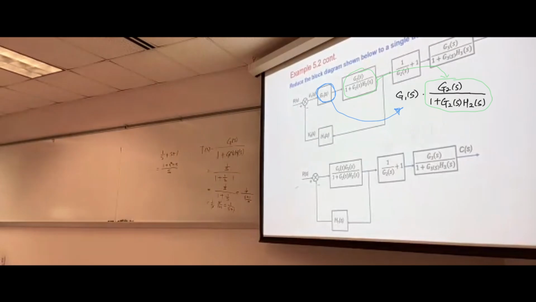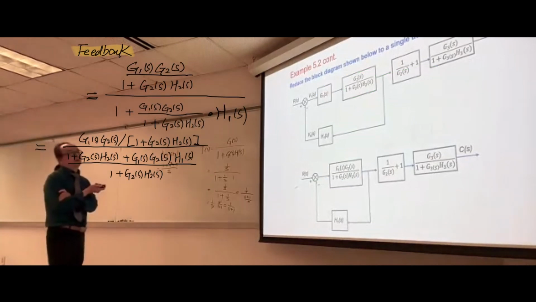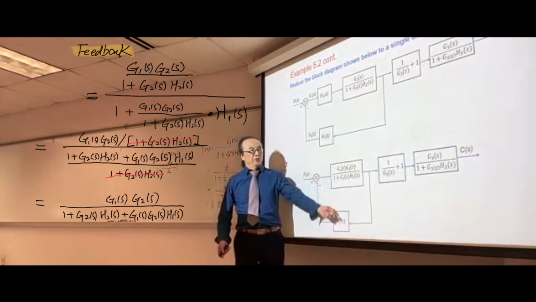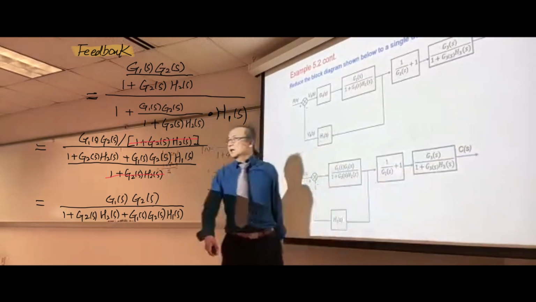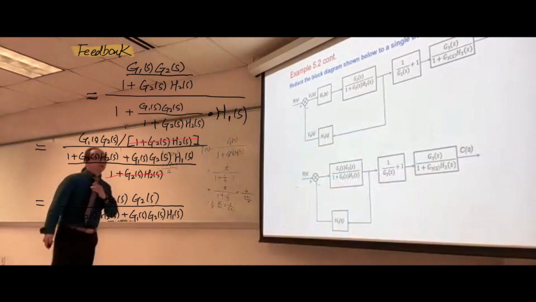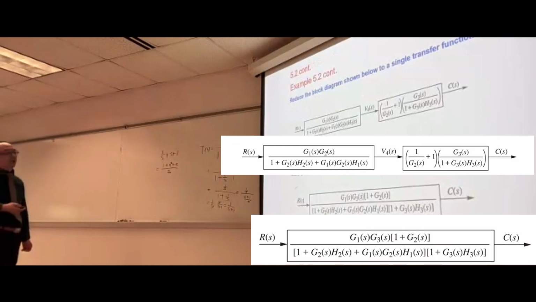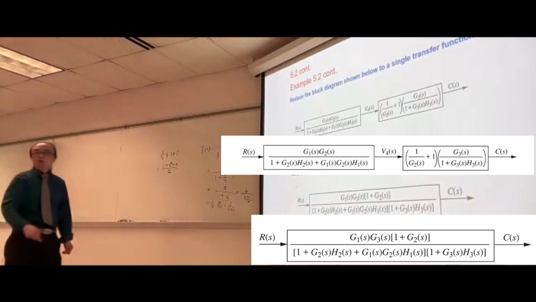So from here, what did we do? Cascade G1, we multiply to the second block. So we have that. Now we're done, right? So these two are feedback, these two cascade, and you can simplify that. Okay, so we got that. And now we have parallel, you put them together and cascade. So this is the final answer.